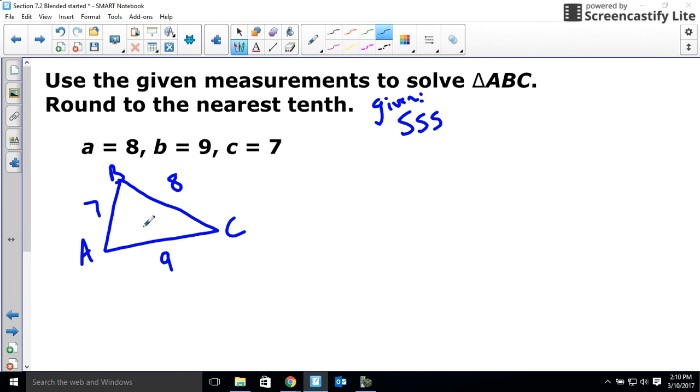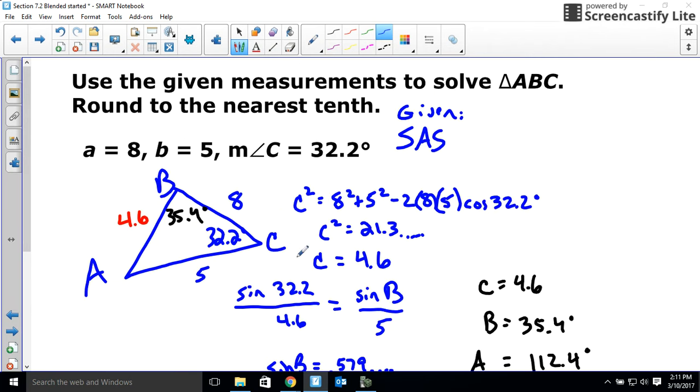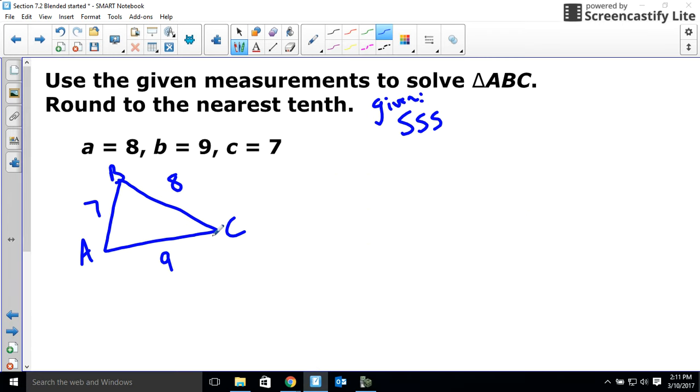Now, with the last example, if you remember back, we found that third side, and then after we found that side, we were looking for an angle. And I found that angle in that case by using the law of sines. But here, I'm again looking for an angle, but I can't use the law of sines because I can't have an angle and its opposite side, because I don't know any of the angles.